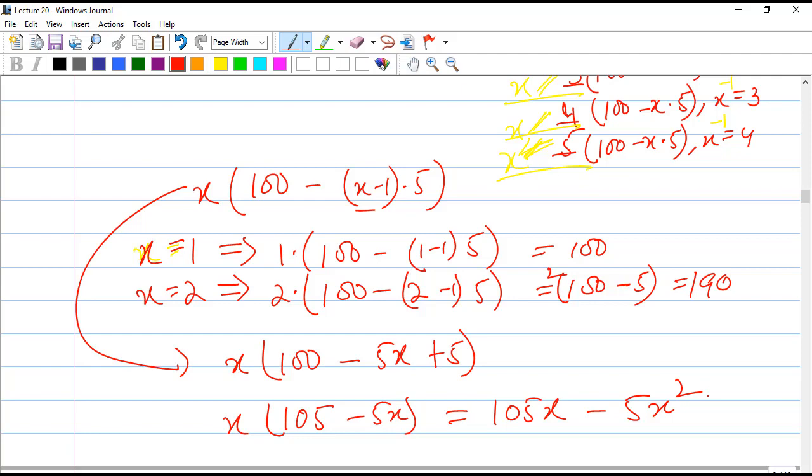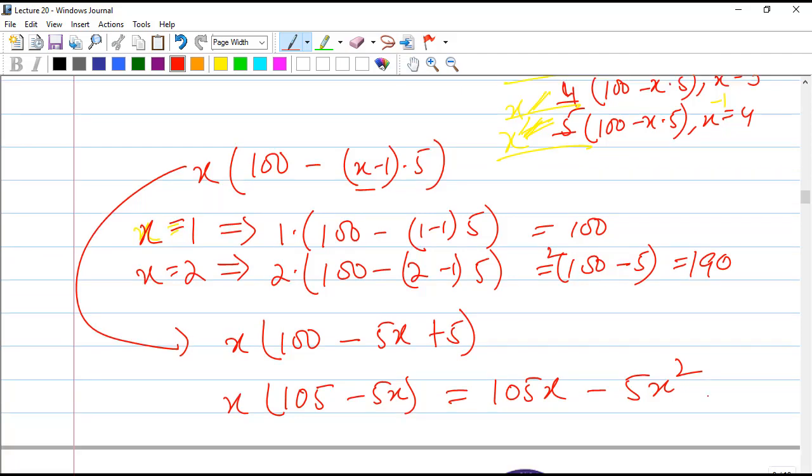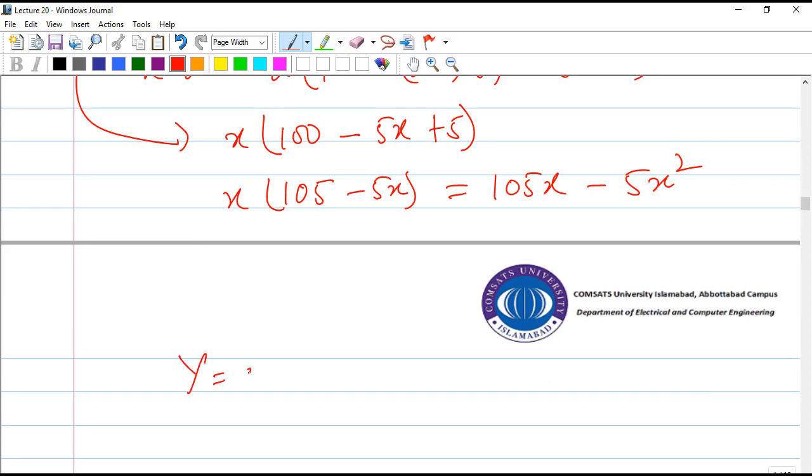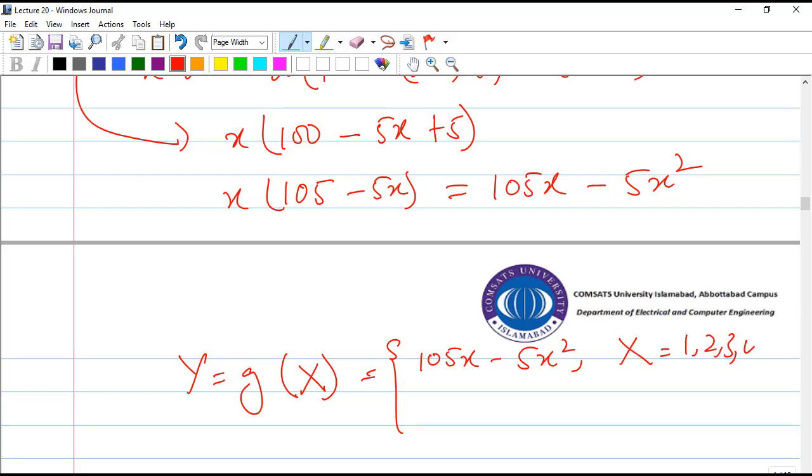So now we can write down this function y, which is the function of x, equal to 105x minus 5x squared for x equal to 1, 2, 3, 4, 5, and it is 500 cents, which is fixed, for x equal to 6, 7, 8, 9 and 10.